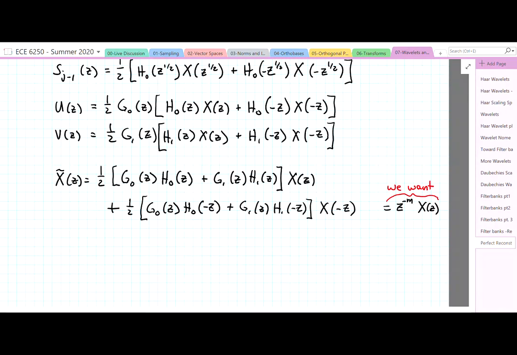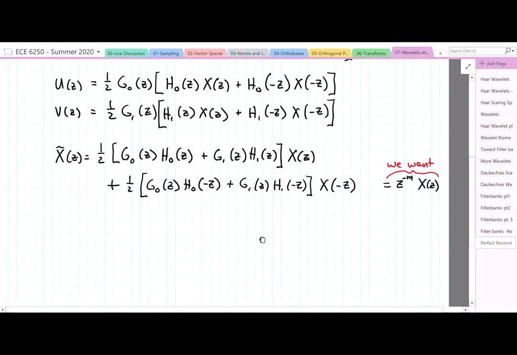So this boils down to two conditions. That is that this expression here has to equal 0. So I guess we don't care about the 1/2.